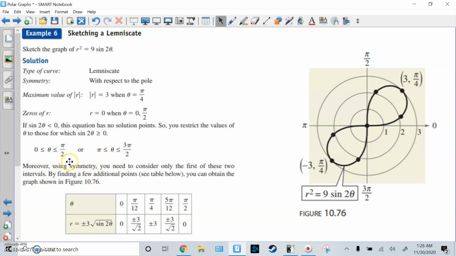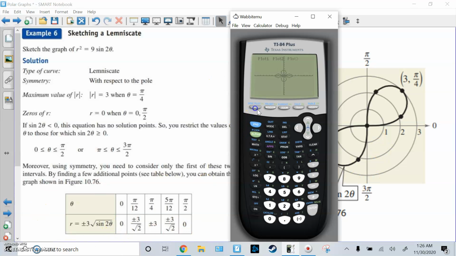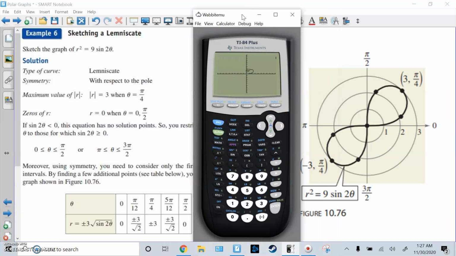And let's see, they found some additional points. They plugged in, they got that. So let me try graphing this. R squared, I can't even do r squared. I have to do square root, okay. The square root of 9 times sine of 2 theta, because we're solving for r and not just r squared. Let's see what this does. There's that. And there's that.